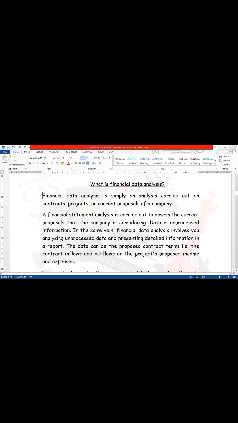So, what is a financial data analysis? A financial data analysis is simply an analysis carried out on projects, contracts, or current proposals of the company. So when you are analyzing a contract, a project, or proposals that the company is considering embarking on, then you are doing a financial data analysis. You are analyzing the data, the information as regards that. Do you understand? So that's a financial data analysis.